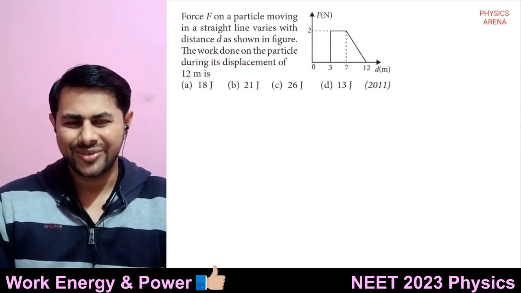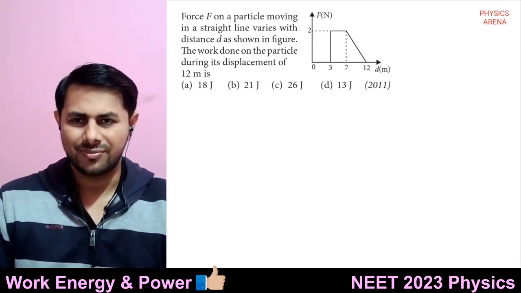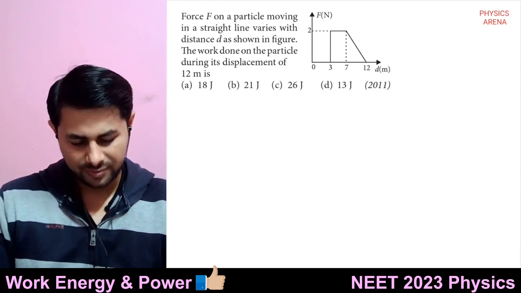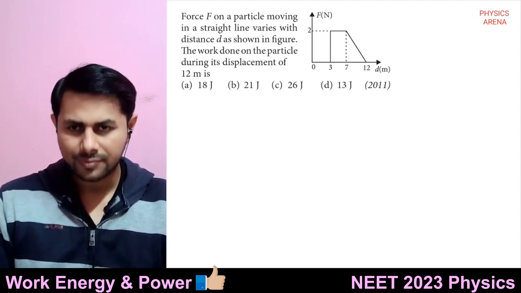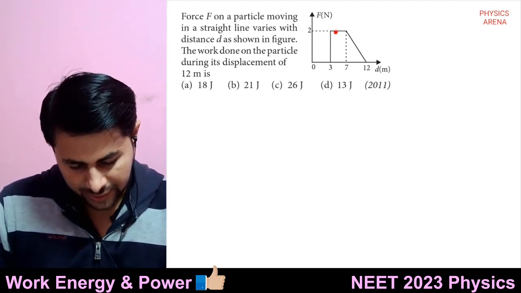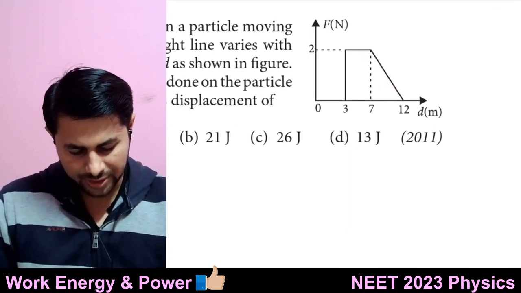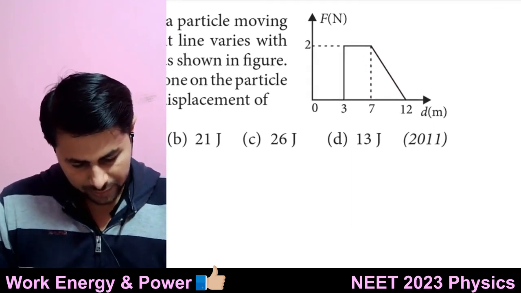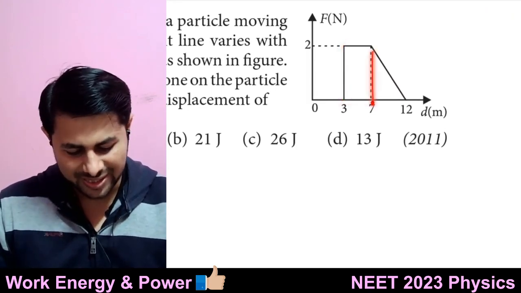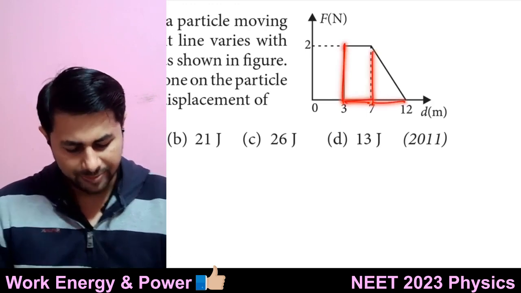So we know work done is equal to what? Area under the force versus position curve. 13 joules. Right, it is the area of this rectangle and the area of this triangle. The area of the triangle is half of base multiplied by height. The area of the rectangle is base multiplied by height.